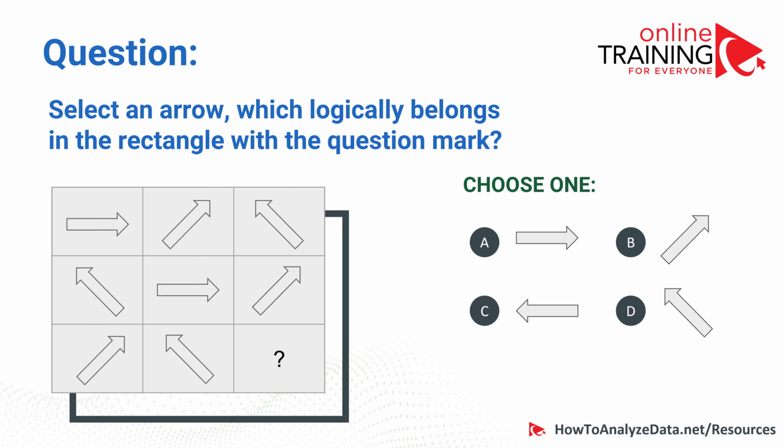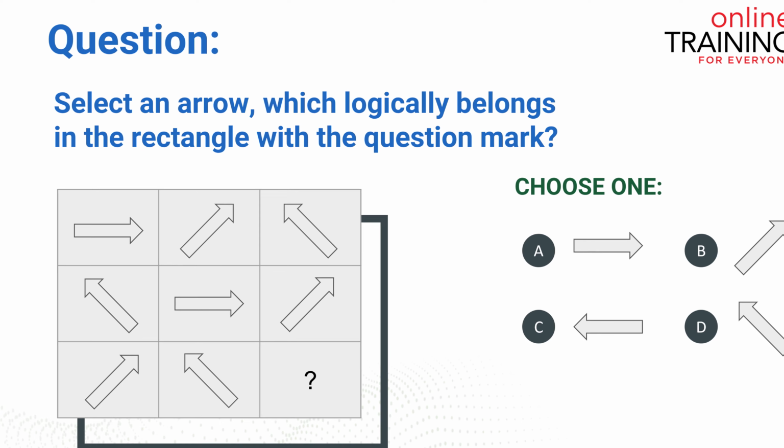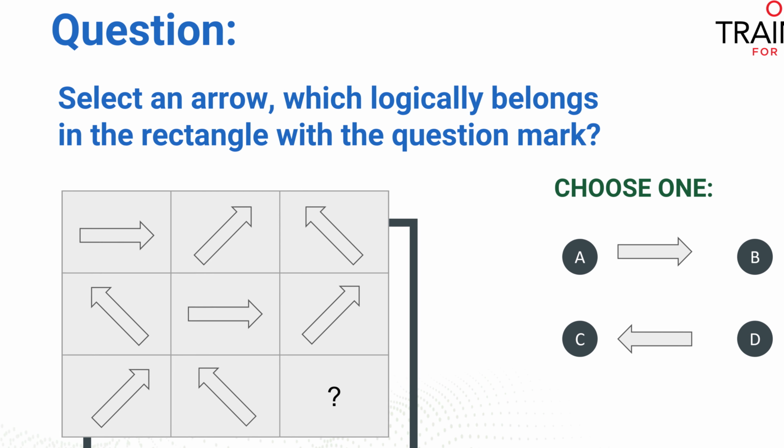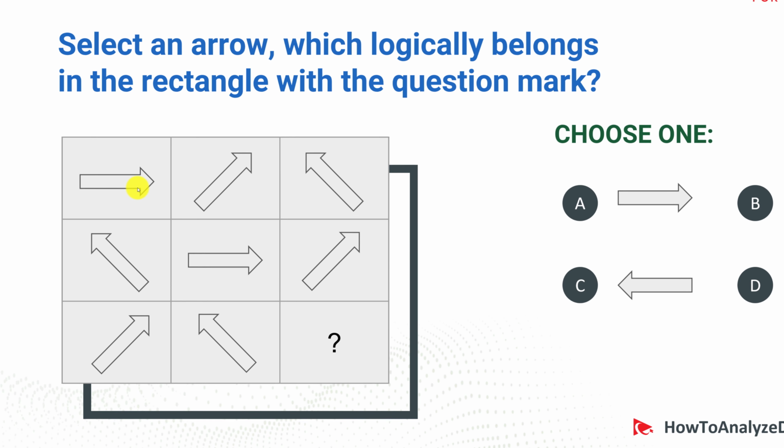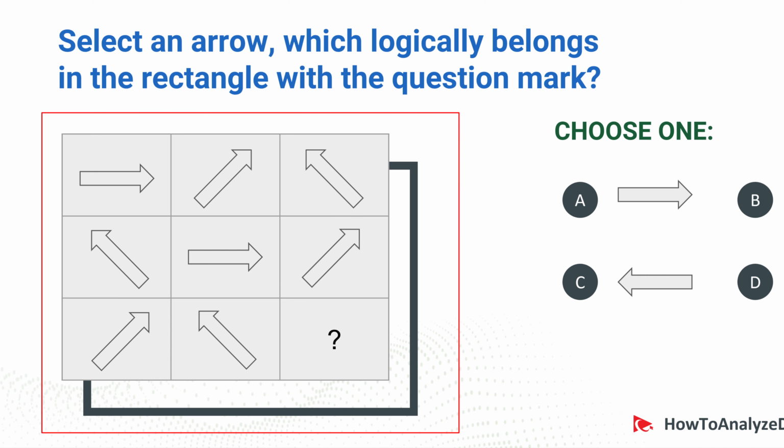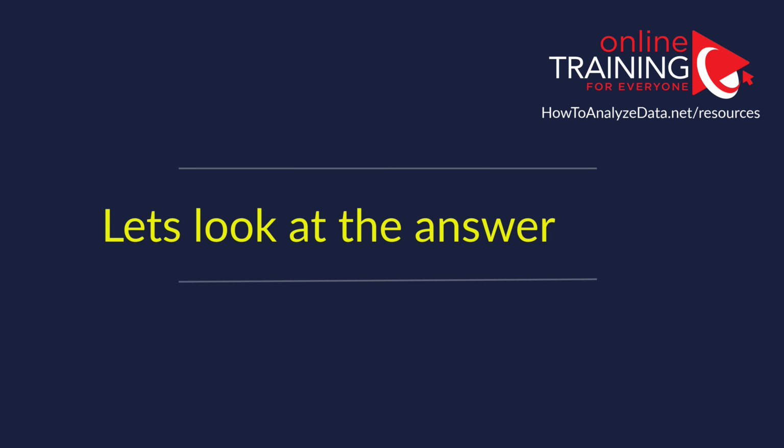Now let's look at the question which tests your knowledge of working with shapes, patterns, and numbers. Select an arrow which logically belongs in the rectangle with the question mark. Here on the screen, you see a 3x3 box. Each row of the box and each column of the box has arrows. One arrow is missing. Which arrow do you think is missing?